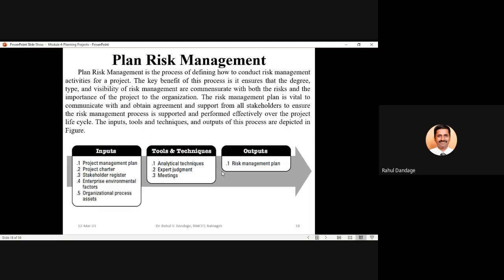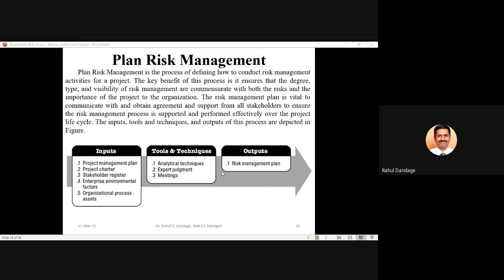Then looking at the various processes in project risk management, we will go one by one. So first is plan risk management. In this plan risk management process, what we are basically doing is defining how to conduct risk management activities in your project life cycle. The key benefit of executing this process is that it ensures the degree, type, and visibility of risk management are commensurate with both the risks and the importance of the project to your organization.